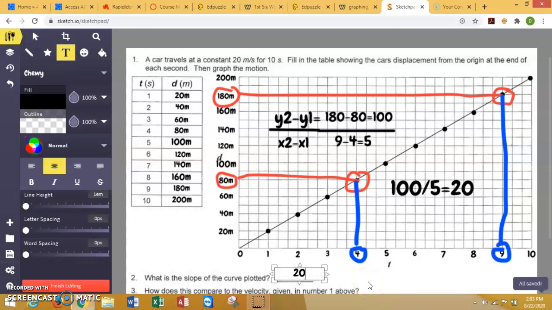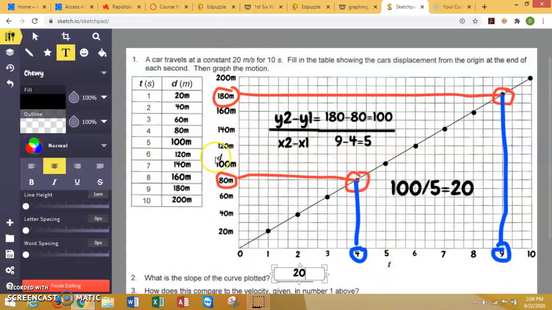So what's the slope of the curve plotted? It's 20. And that's what you would do as far as a math course, right? Now, physics slope means something. It has a meaning. So what does our slope mean here? Well, we're not just dividing numbers. We're taking the y-axis and dividing by the x-axis.